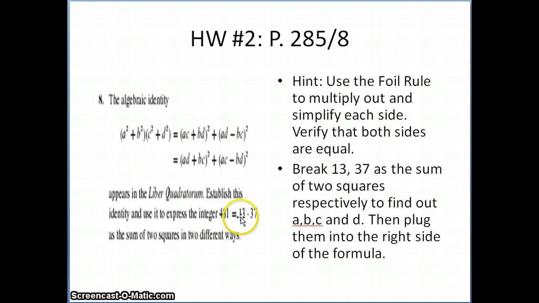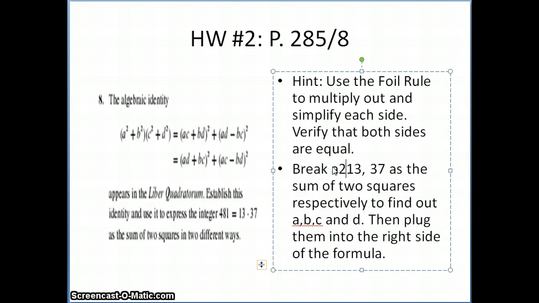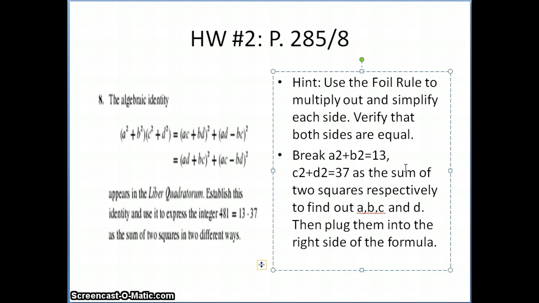481 can be factored as 13 times 37. So if we think of a squared plus b squared as 13 and c squared plus d squared as 37, it's exactly 13 times 37. So we identify the first expression in the parentheses as 13, the second one as 37. Let me write this down here. So we have a squared plus b squared equals 13, and c squared plus d squared is 37.